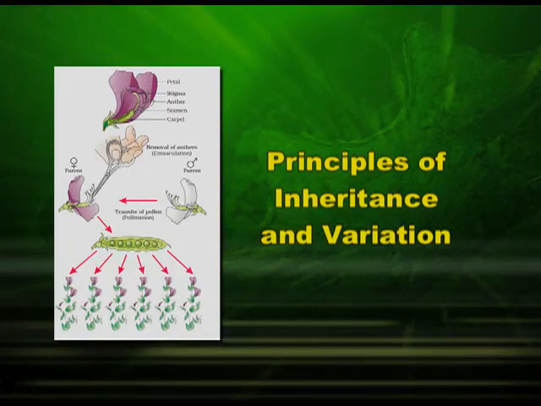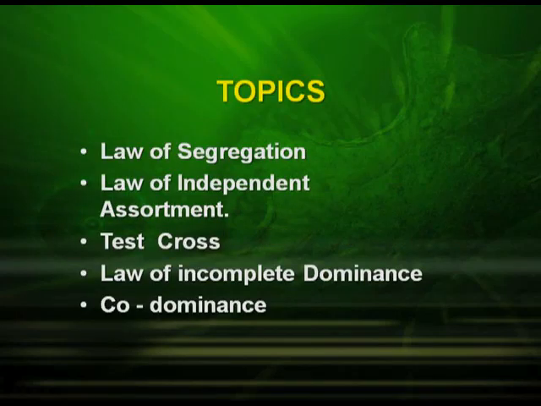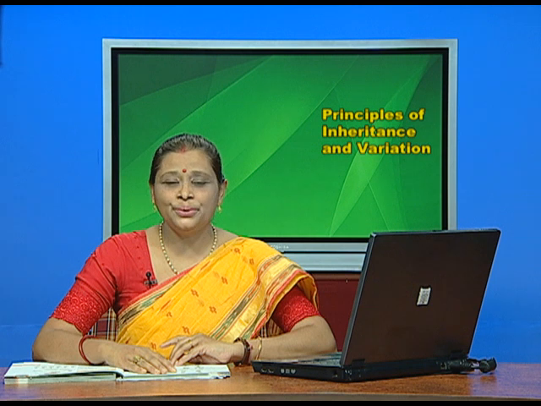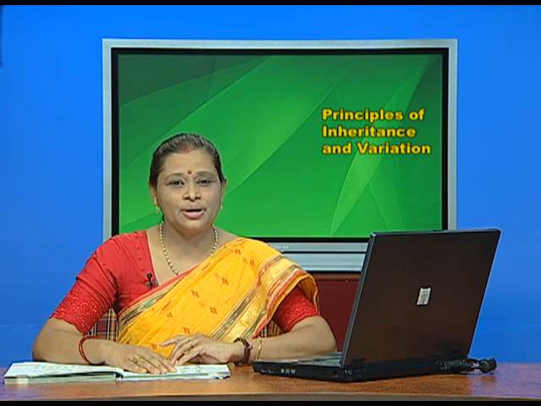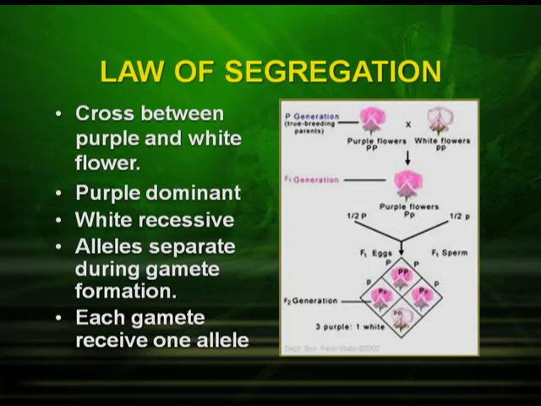Today we are going to discuss the chapter Principle of Inheritance and Variations, under which we are going to discuss the following topics: Law of Segregation, Law of Independent Assortment, Test Cross, Law of Incomplete Dominance and Co-dominance. Earlier, you have studied about the first law of Mendel, that is, law of dominance. Let's start with our discussion from law of segregation.